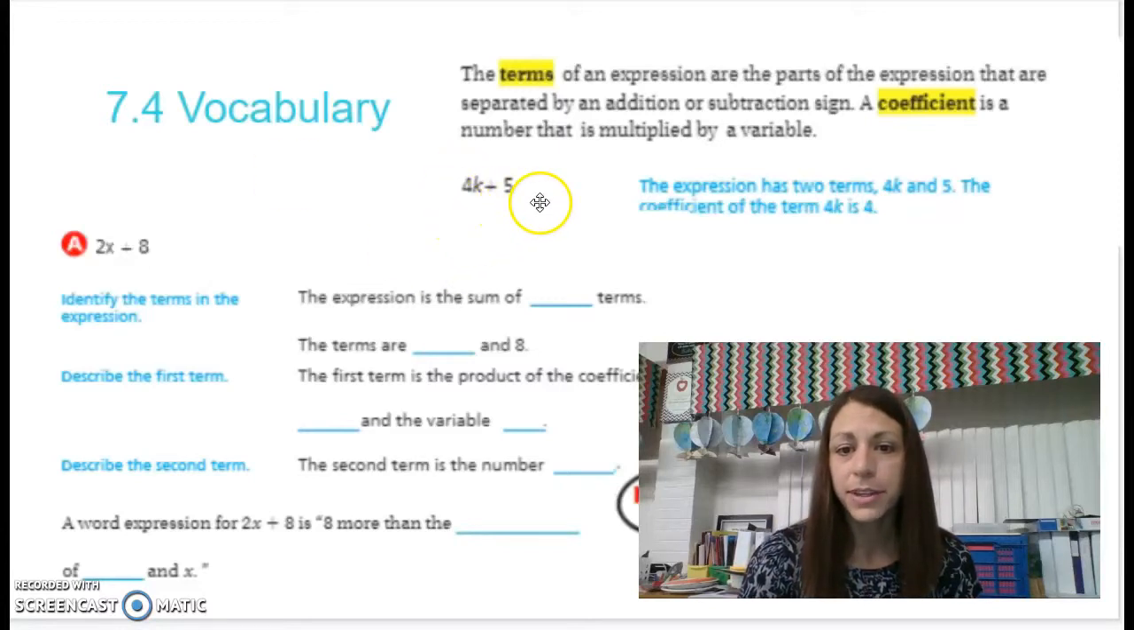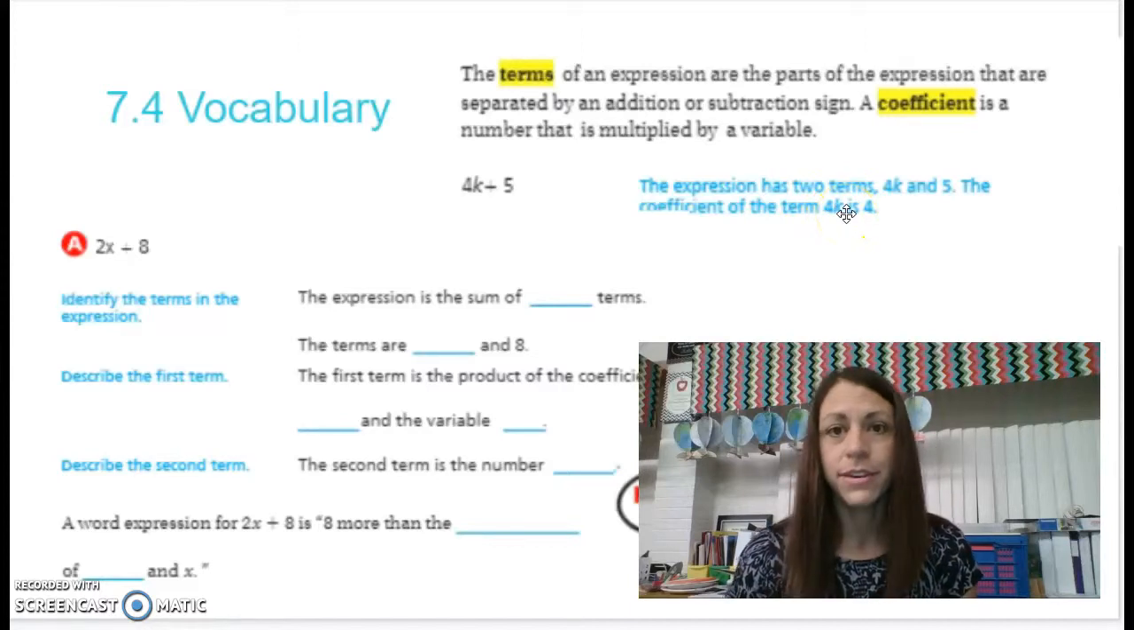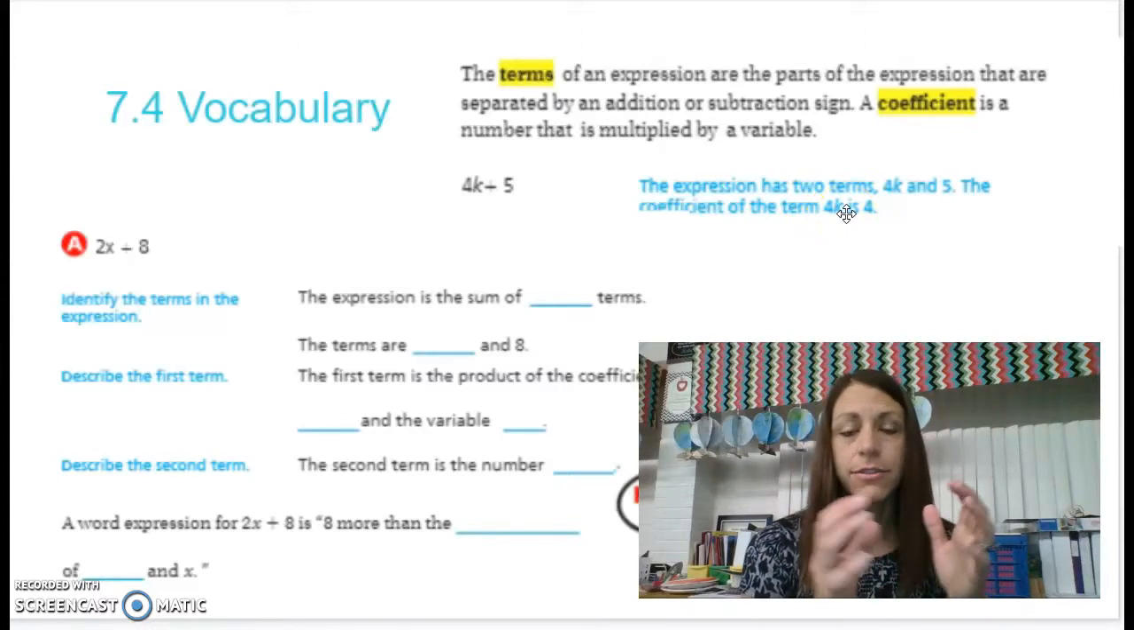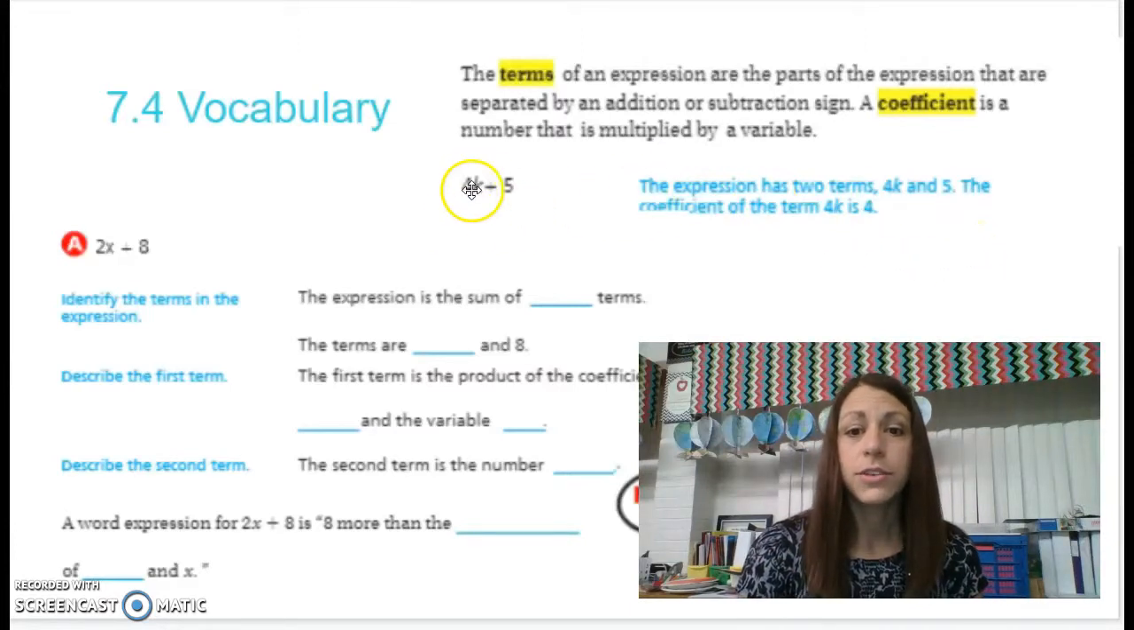So we have 4k plus 5. The expression has two terms, 4k and 5. So you have to say that 4k together as a term. And then the coefficient is what you see with the variable. So that would be the 4.